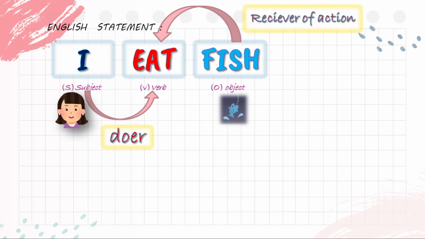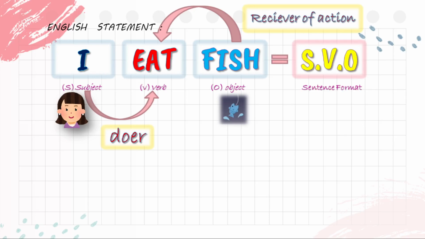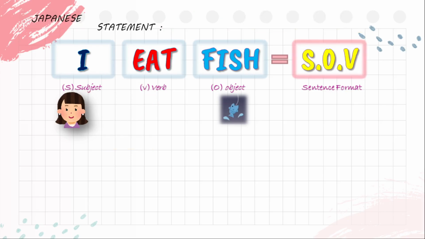This is the order. So we can say that the statement format or the sentence format in English is SVO, which stands for subject, verb, object. So the verb is in between and the object is at the end. I think this much is clear. Okay, SVO for English. Now, let's say it is a Japanese statement.